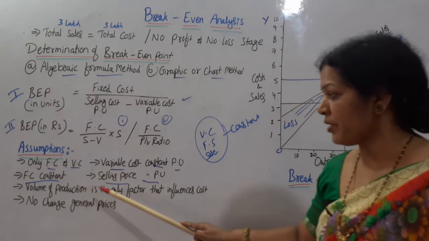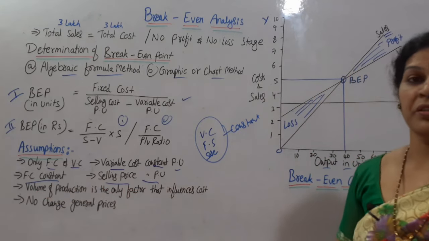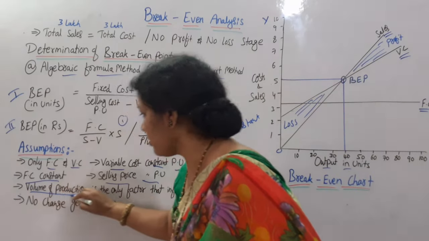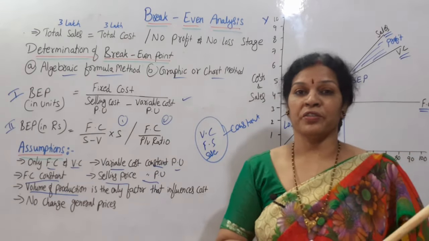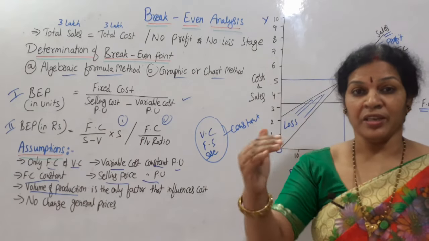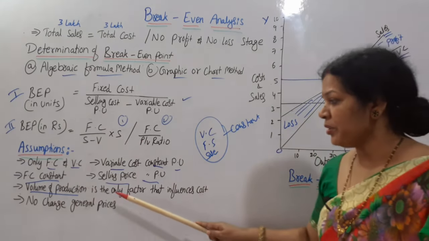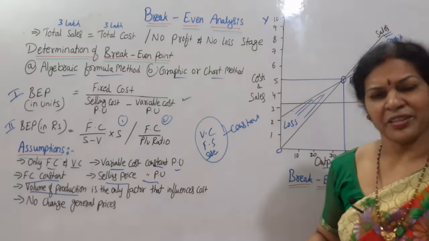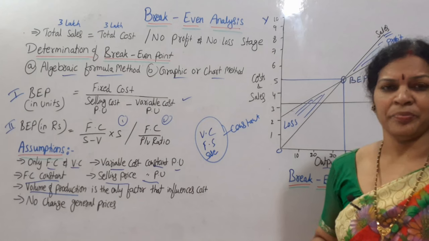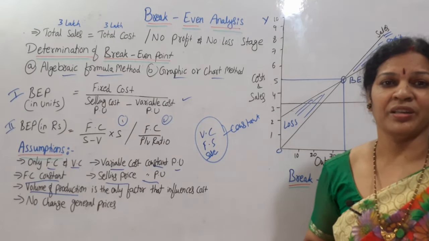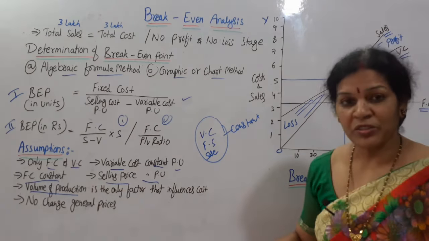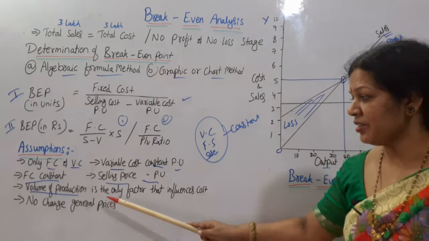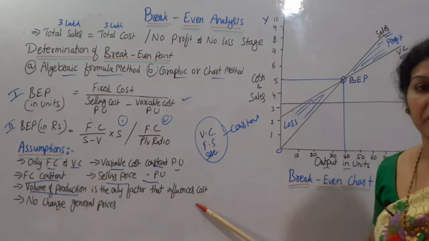And volume of production is the only factor that influences the cost. What influences the cost? Volume of production. If my production is increasing or decreasing, that is the only thing that is going to change the cost. Volume increasing, then cost will change. Volume decreasing, then that affects the cost. So what is going to affect the cost is only the volume of production. Are you getting it? It is the only factor that influences cost.